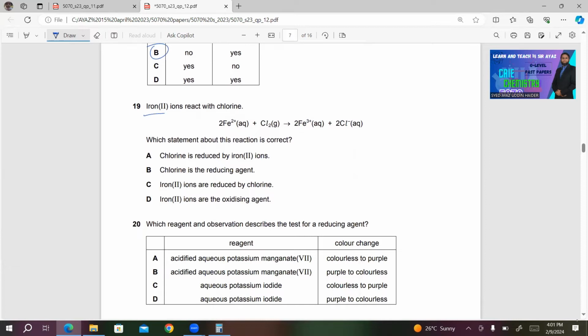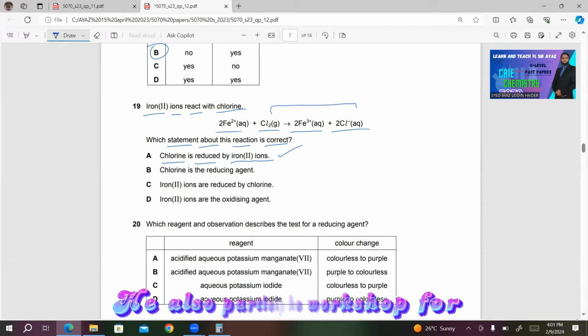19. Iron(II) ions react with chlorine. This is the reaction: 2Fe²⁺(aq) plus Cl₂(g) gives 2Fe³⁺(aq) plus 2Cl⁻(aq). Which statement about this reaction is correct? Choice A. Chlorine is reduced by iron(II) ions. This statement is correct, because chlorine is reduced by Fe²⁺ ions.